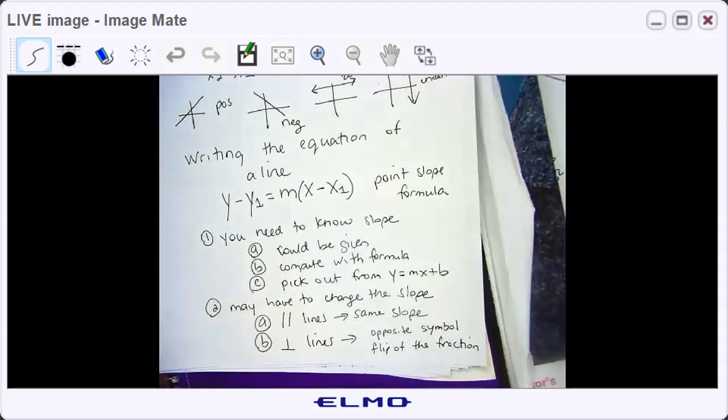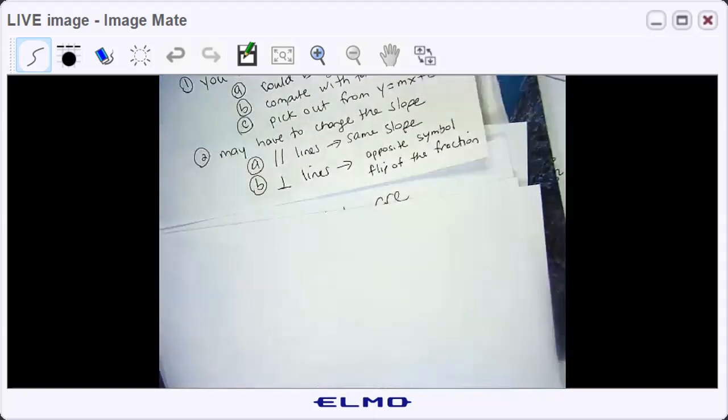Okay, let me go ahead and give you an example of how this would work and what these problems might look like.